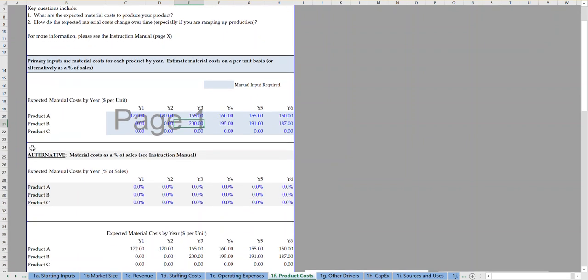Now, I'd also like to direct your attention to the alternative method. Again, for more information, please see our instruction manual. So as you can see in our output below, we have our expected material costs on a per unit basis as we've entered above. However, we can also look at our expected material costs as a percentage of sales. For this example, let's say 55%.